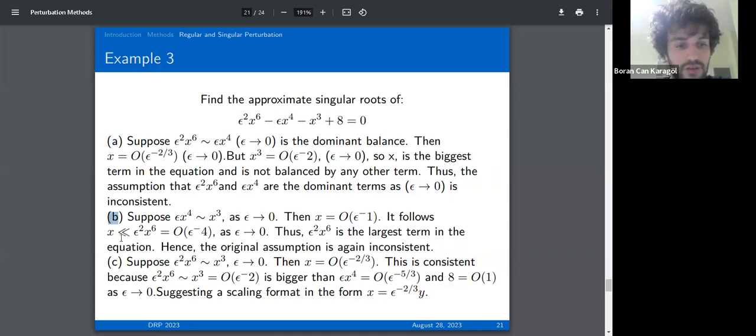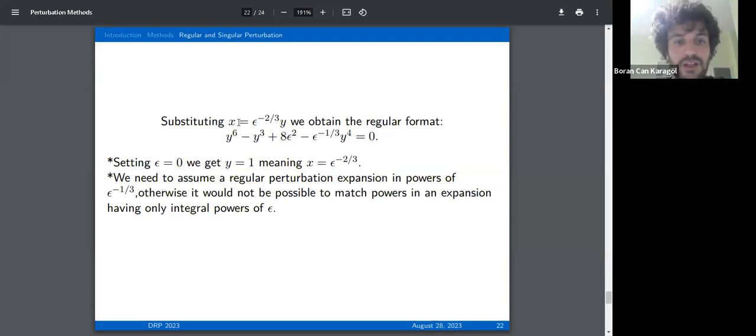A and B, you don't get good results. Speaking for C, we do the same thing and figure out that if these two terms are asymptotic, then it is consistent because we get the power of epsilon to the negative 2, and that is also bigger than the other dominant term. So these two terms become dominant and they can balance each other. So this also suggests a scaling transformation in the form of this. And if you were to substitute that in there, you would get that.